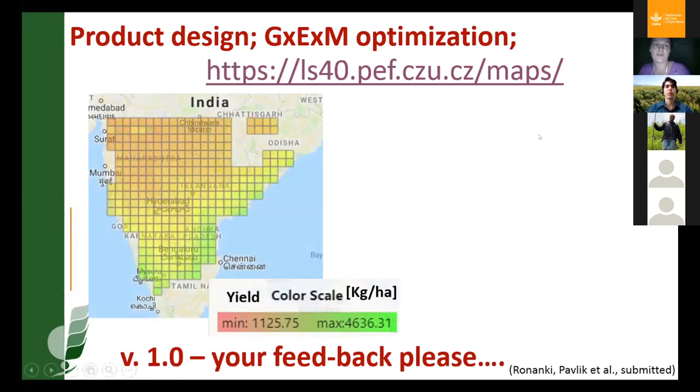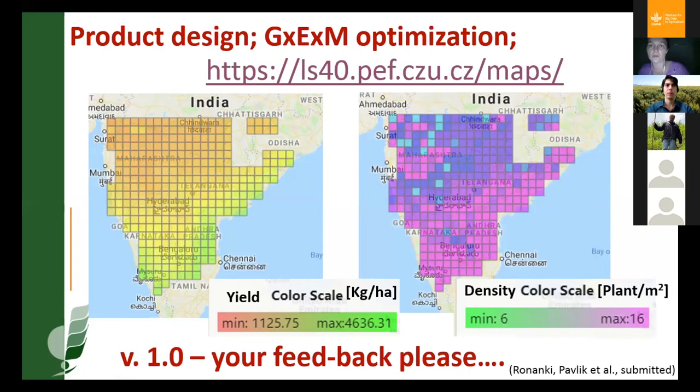So we found this. We have prepared a website, and please go there and give us feedback. It's the first version, the first prototype. For Rabi sorghum in India, we have created this web tool to visualize the achievable yields in rain-fed conditions for Rabi sorghum in India, and what combinations of management and genetics will help you to attain that maximum or sustainable production in those particular grids.